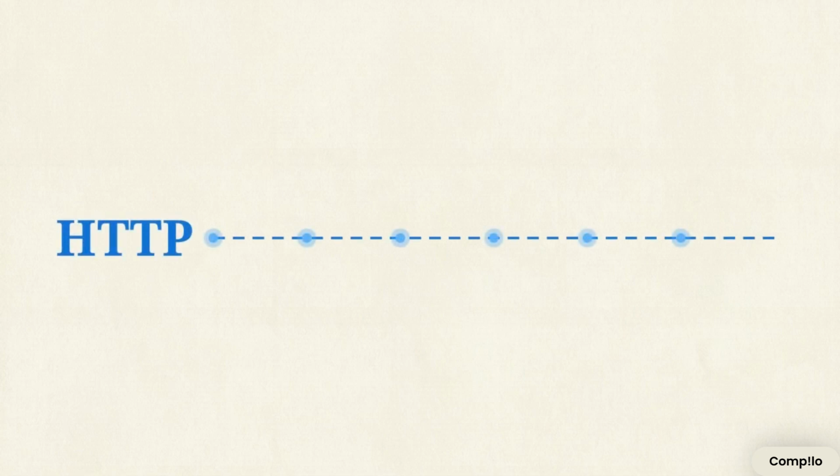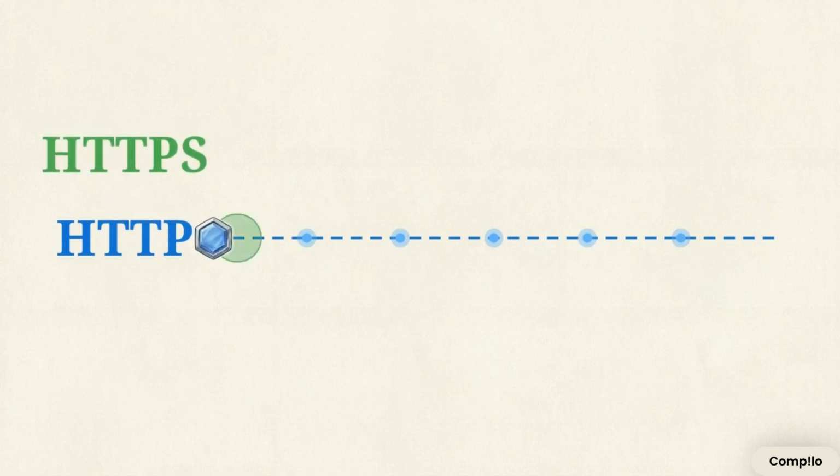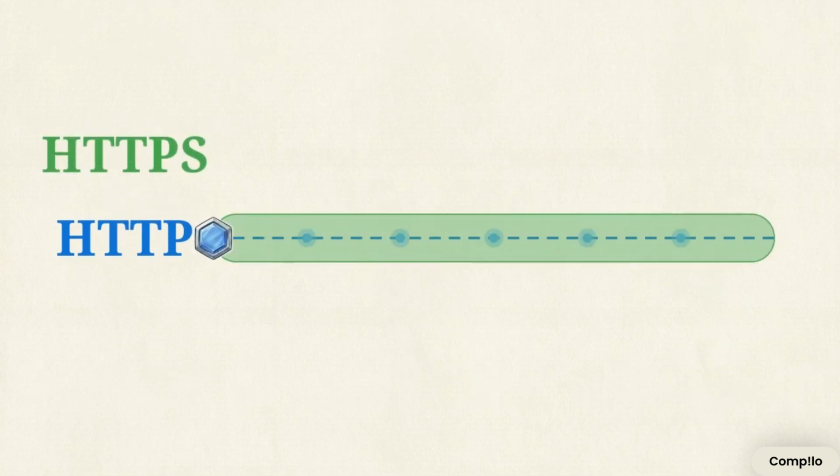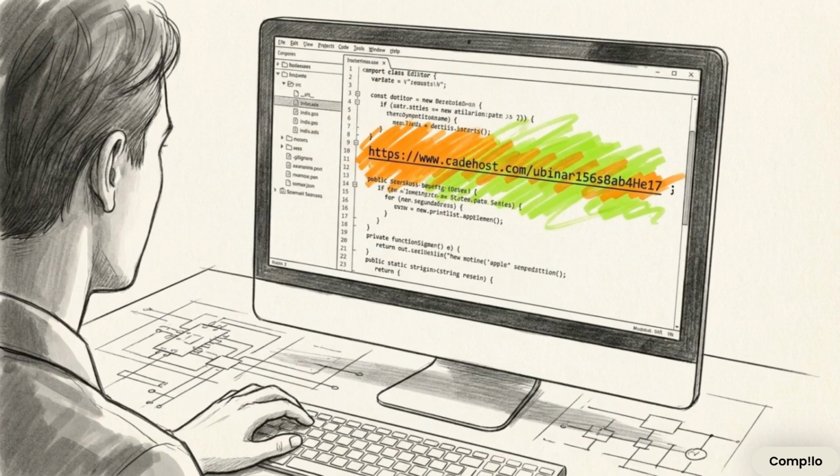Bridging this gap requires two specific protocols. HTTP defines the rules for moving data, and HTTPS provides the cryptographic layer that shields it. For a blockchain developer, these protocols determine how web-based interfaces and wallets interact with decentralized networks.